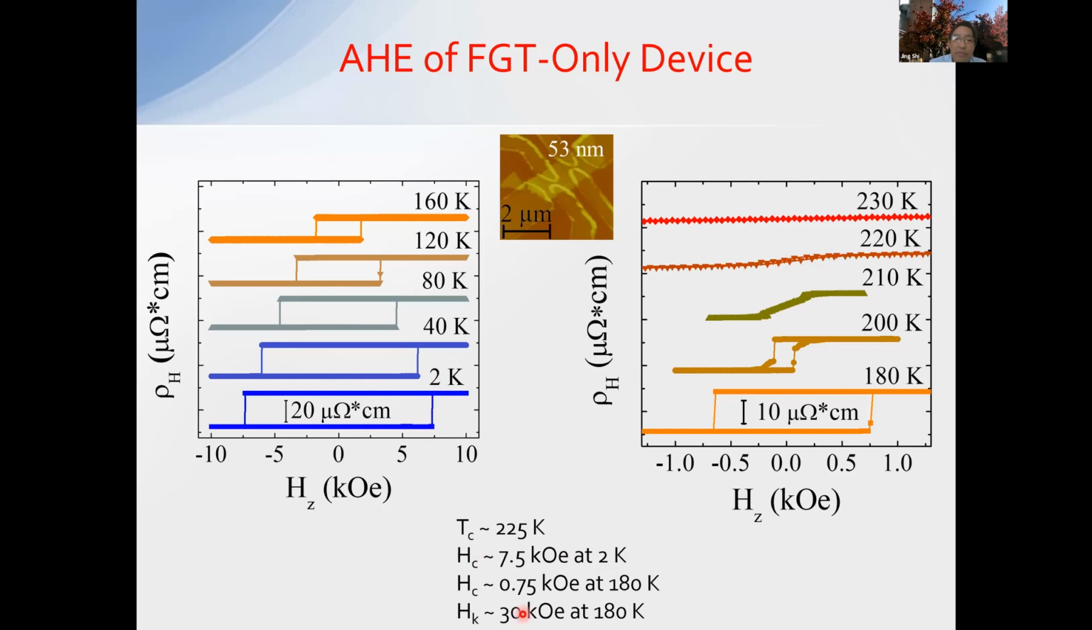I want to point out that for the experiments I'm going to show you, we did the spin orbit torque measurements at 180K. At 180K, the loop is shown here. The coercive field is 10 times smaller compared to 2K, but it's still okay, compared to the anisotropy field at the same temperature, which is 3 Tesla. So there's a 40 times difference between the coercive field and the anisotropy field.